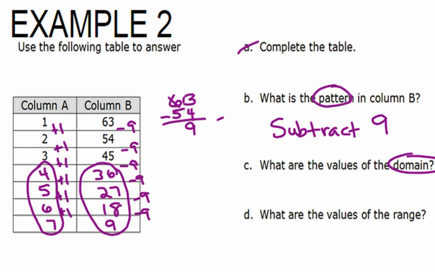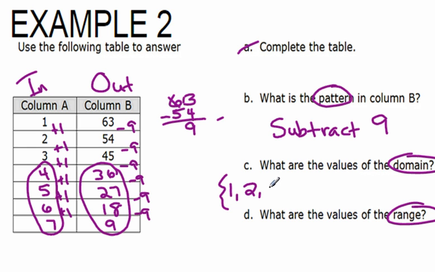Finally, we want to answer the question about the domain and the range. Domain is your input, and range is your output. And in our table, column A is going to be our input, column B is our output. So we just need to write it as a set, which means we write them in order from least to greatest. So again, domain is our input, so that would be the 1, 2, 3, 4, 5, 6, 7.